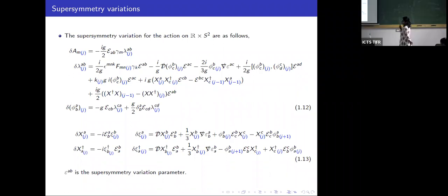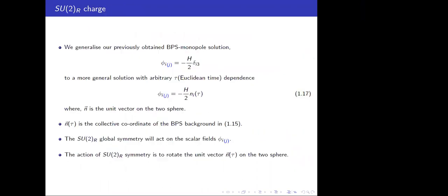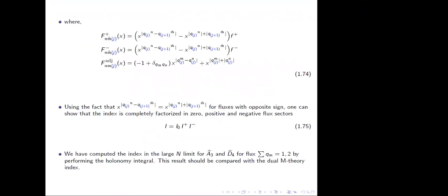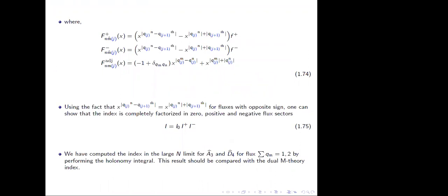Okay, and one more comment. Near the end, you made a comment about the topologically twisted index, and you mentioned that it has been done only for ABJM. Actually, it has been done for ADE by me and my collaborator. I think you cite us in your paper also. So yes, ADE has been done.